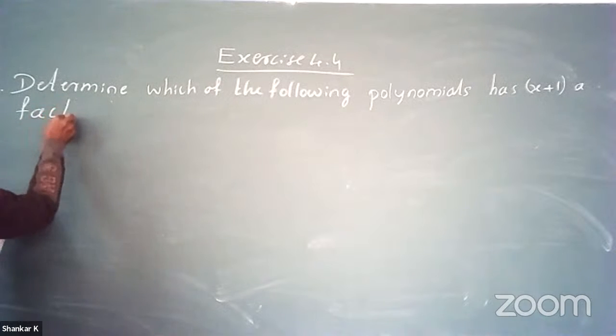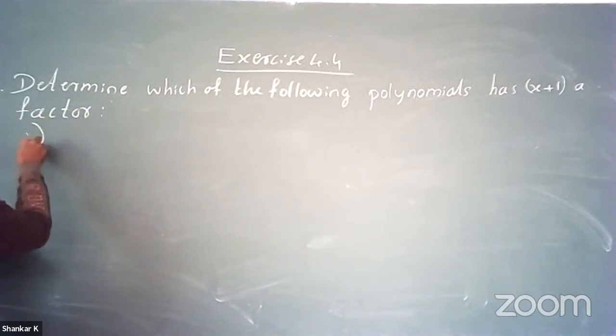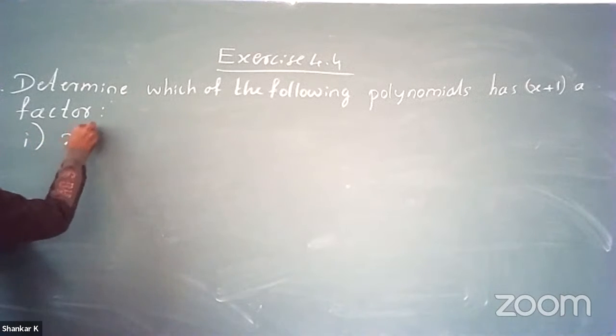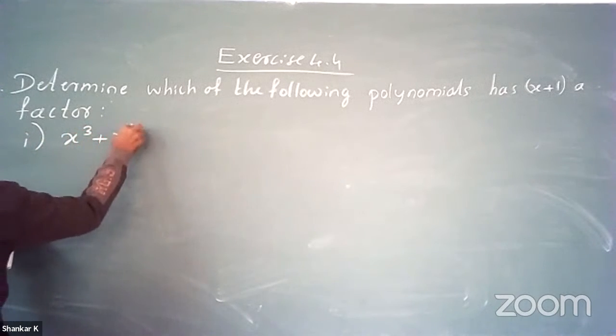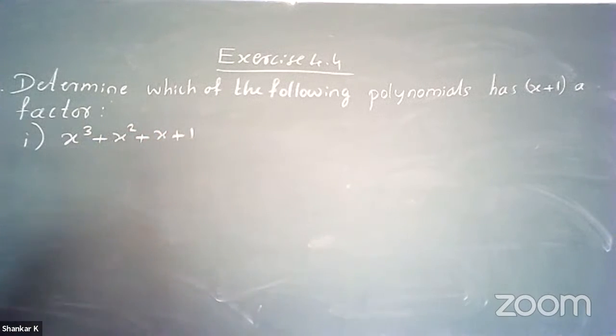First one, they have given x cube plus x square plus x plus 1. So you have to find the remainder. Just you should find the remainder. If the remainder is 0, then x plus 1 is a factor. Otherwise, no. Understanding?